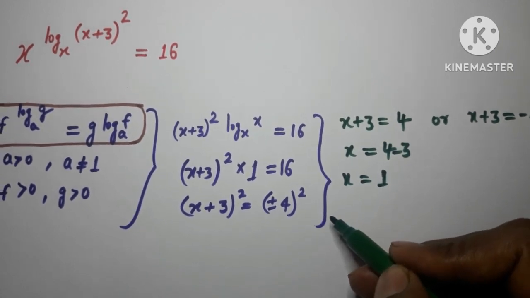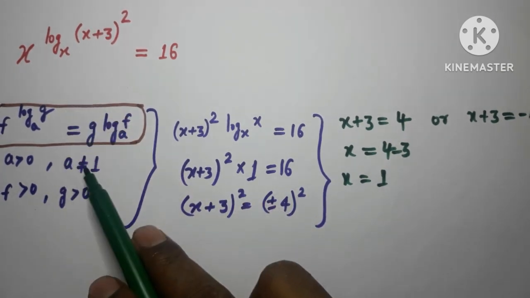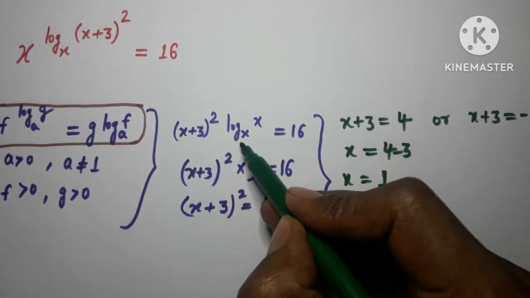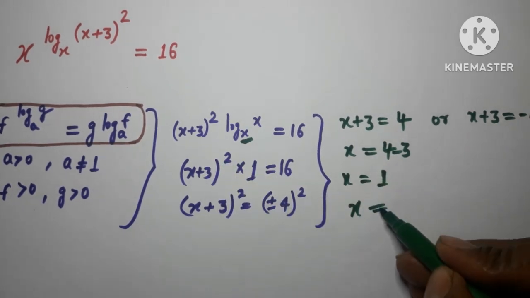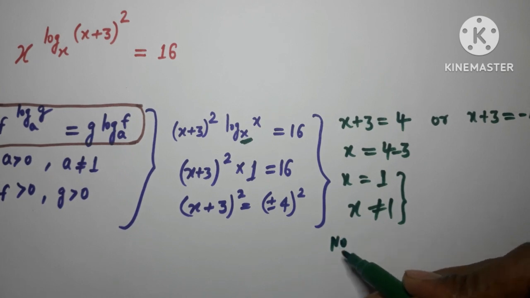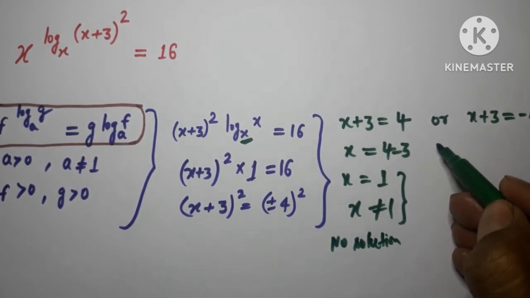But our condition was that the base should not be equal to 1, and here we have a base. Yes, this one is our base, so this is not equal to 1 according to our definition. So we get a contradiction, so we can say that no solution is there. This is an absurd solution, so it is not a solution.